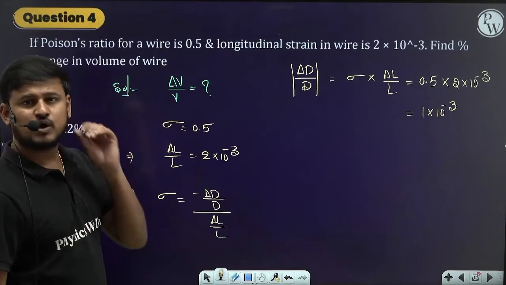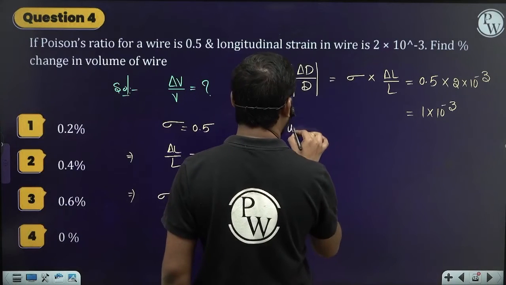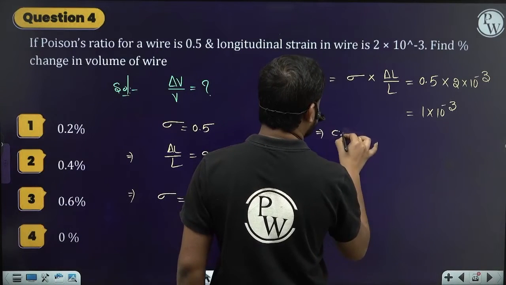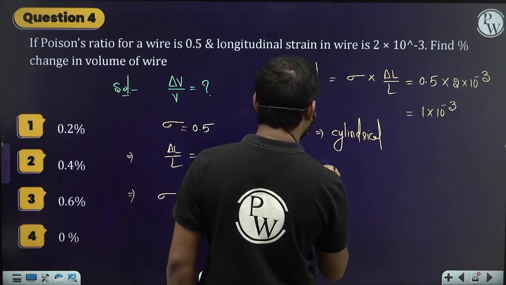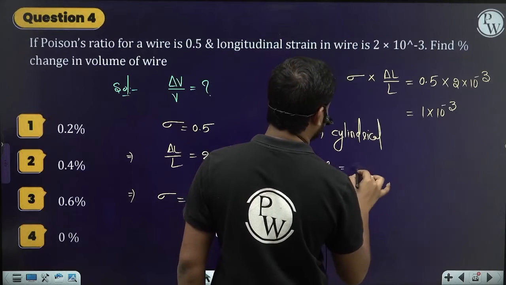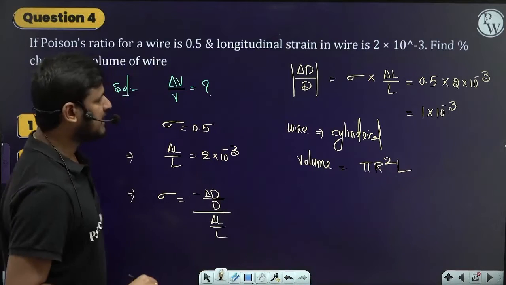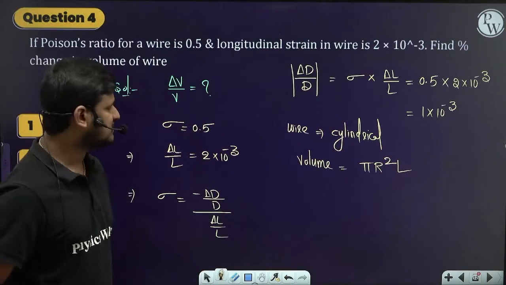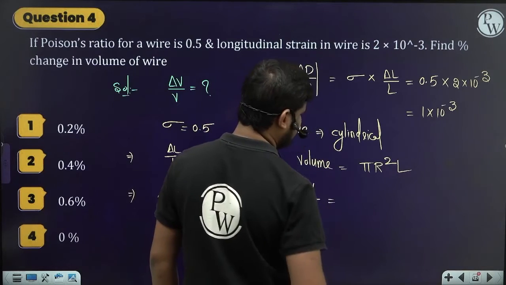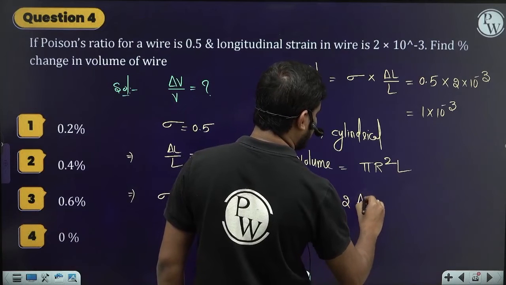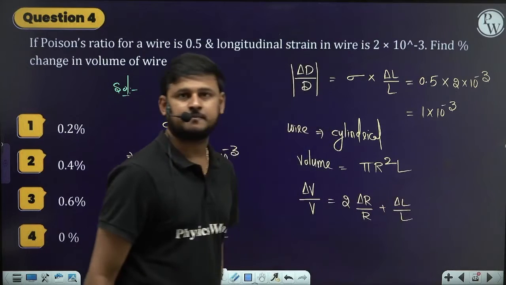How do you calculate the volume of the wire? The wire is of cylindrical shape, right? So the volume will be pi r square into the length L. So the delta V by V is equal to 2 into delta R by R plus delta L by L, the error analysis concept.